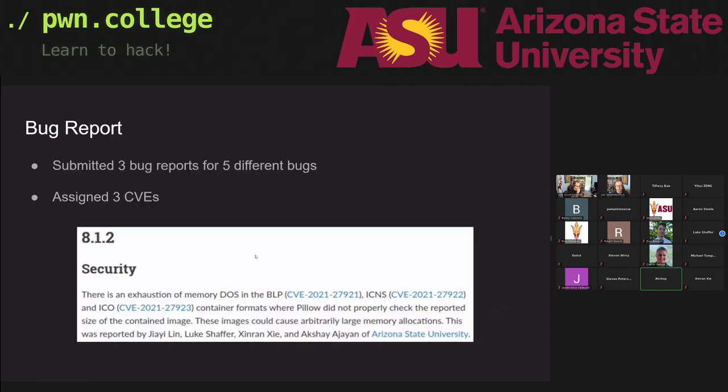Next slide. In total, we submitted 3 bug reports about 5 different bugs, and we were assigned 3 CVEs. All the 3 CVEs which we were assigned were for the memory denial of service bug inside the different file formats like BLP, ICNS, and ICO.